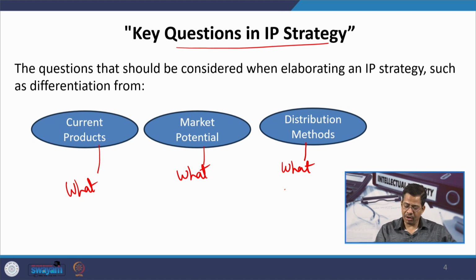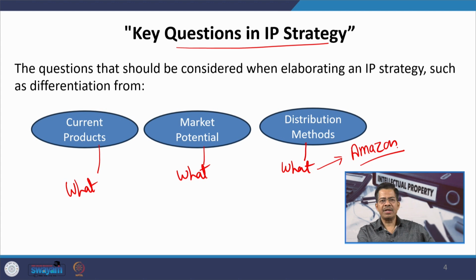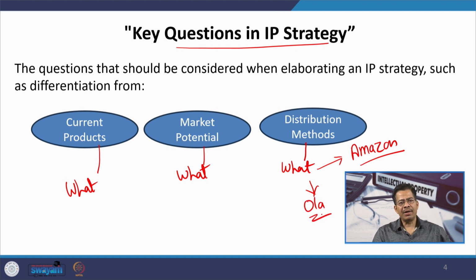You take the example of successful companies like Amazon, which is taking competitiveness because of their distribution methods. There are companies like these days a lot of aggregators are there. In India also we have companies like Ola, etc. They are all getting advantage because of their distribution method. So, their IP strategy is aligning about the distribution systems.